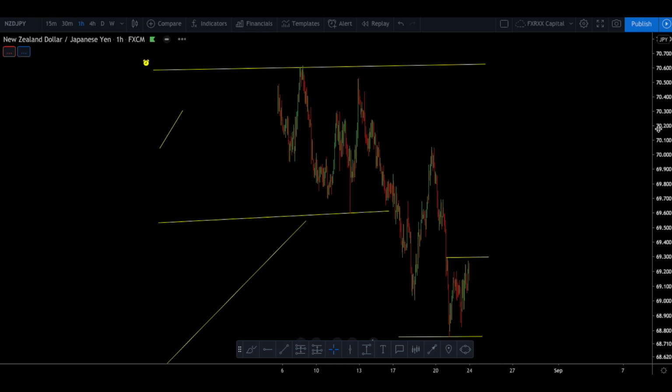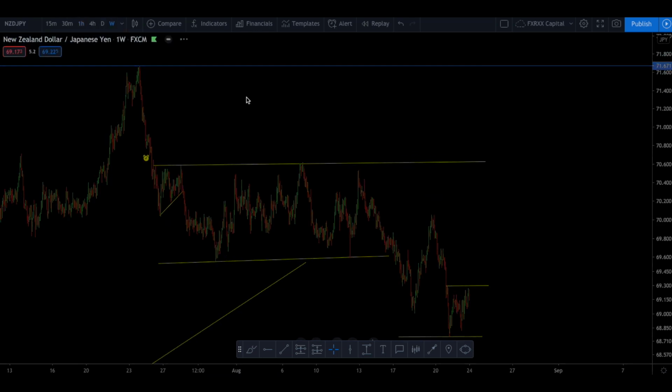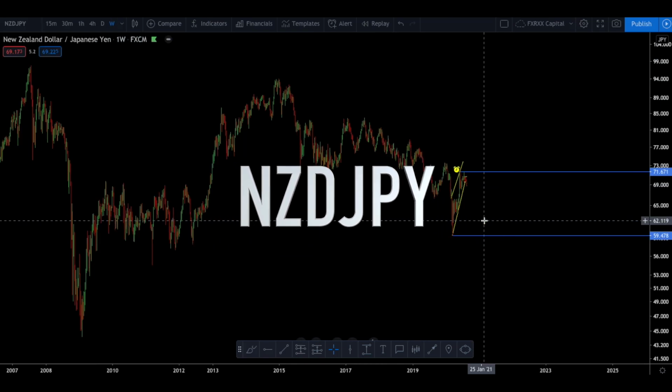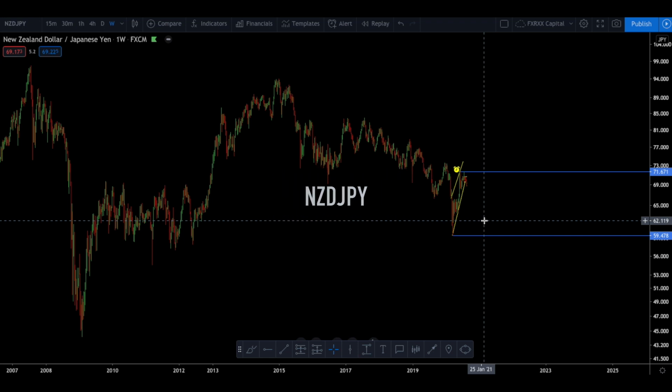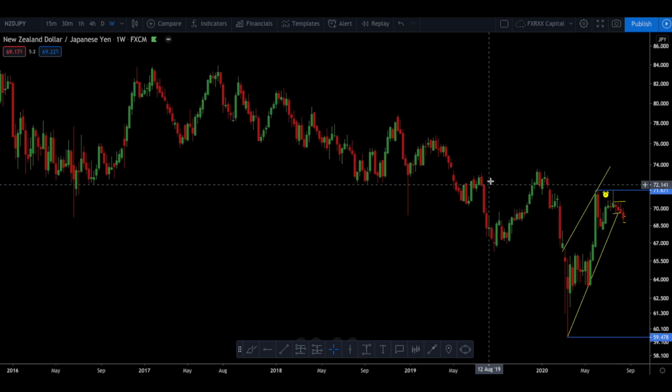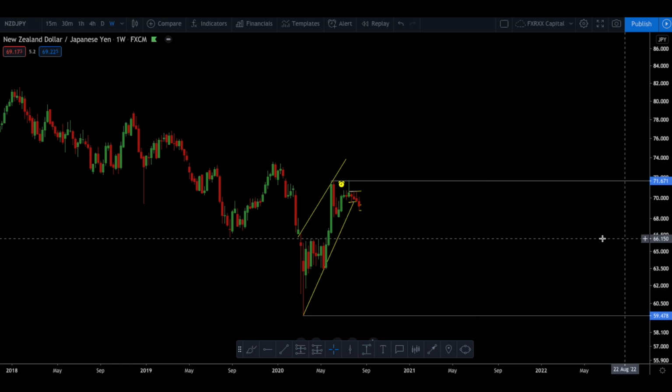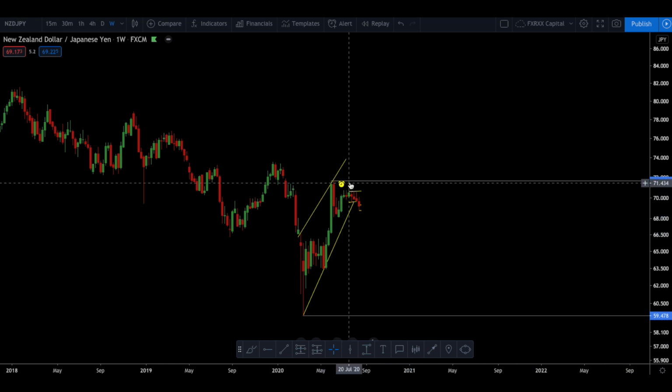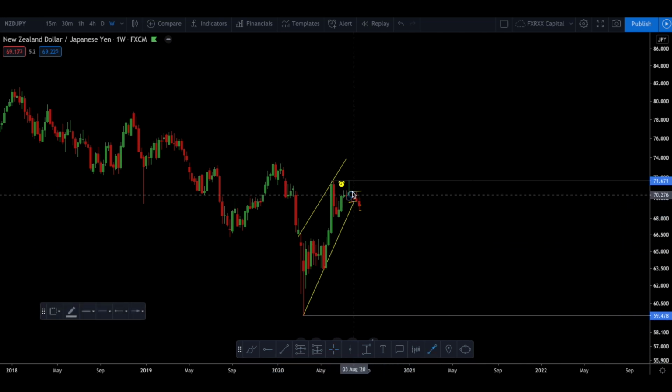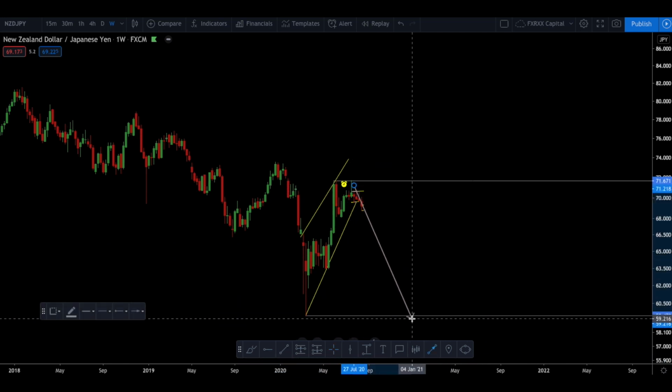We move to New Zealand Japanese yen. For this pair, it's actually quite a clean structure if you have advanced experience. So price pulls back and sells off from this double top. We forecast this pair for the past 1 or 2 weeks, and we expect price to move to the downward.